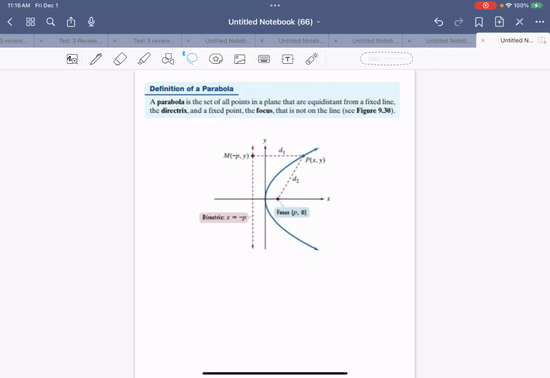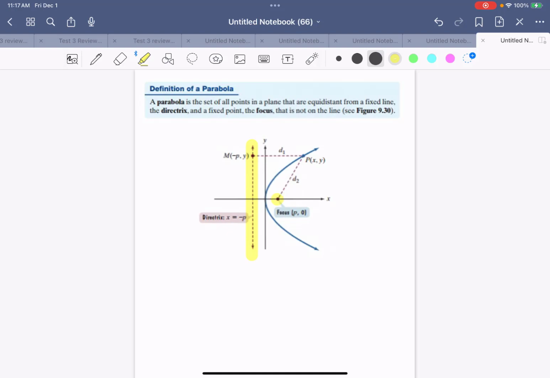In this video, we're going to talk about the parabola. A parabola is the set of all points in a plane that are equidistant, that means the same distance, from a fixed line. That fixed line is called the directrix, that's this line, and a fixed point called the focus.